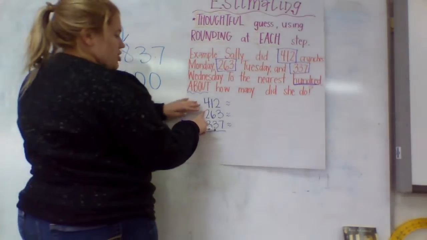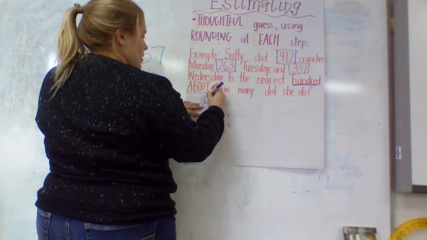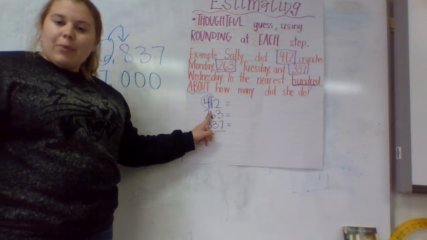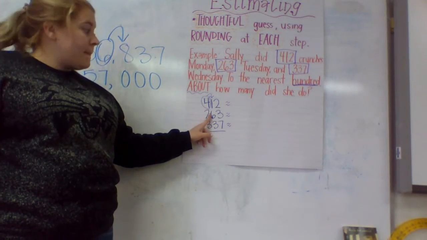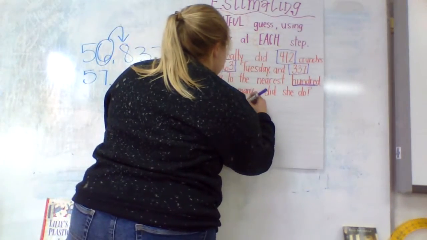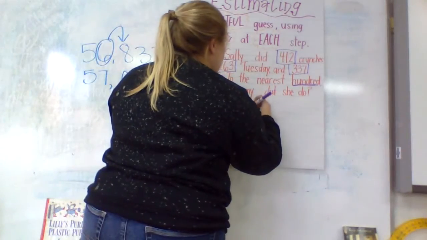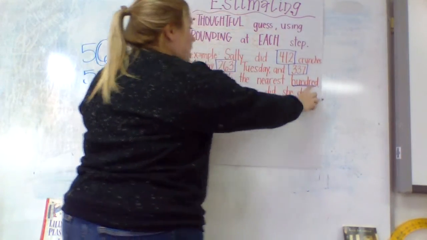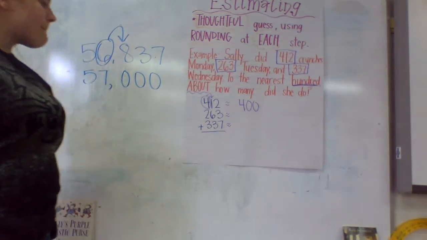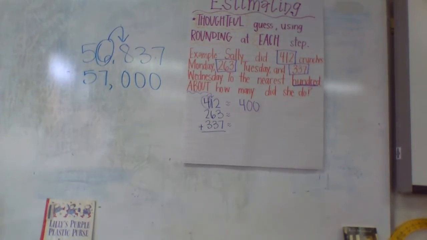So I circle my number in my hundreds place. That's my target number. And I look at my neighbor on the right. A 1, is that bossy or nice? It's a nice neighbor. So it tells my 4, you can stay, and everything behind it turns to a 0. So to the nearest 100, 412 is about 400. My next one, let me get another marker so the colors don't run together.